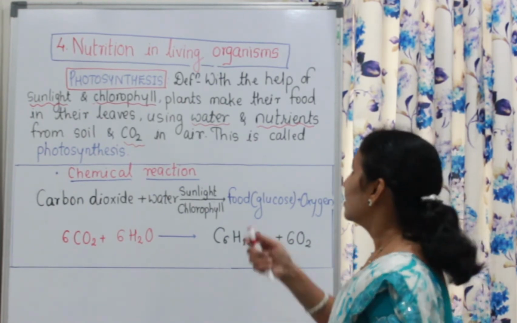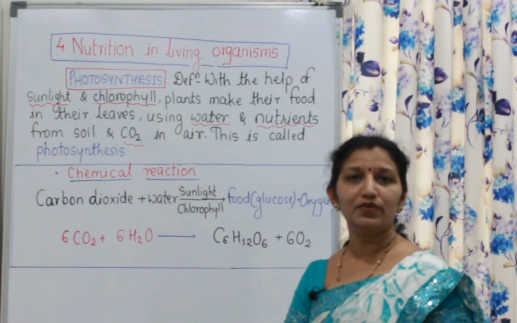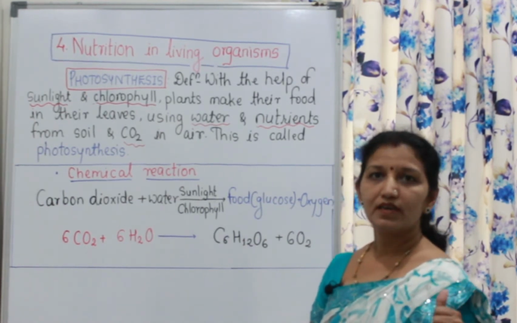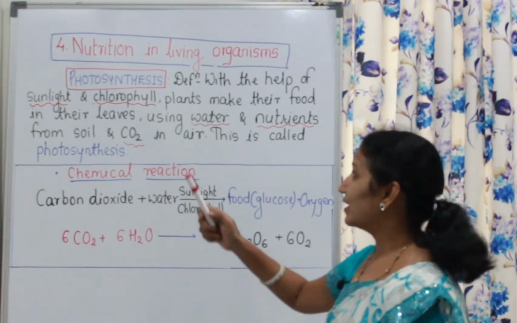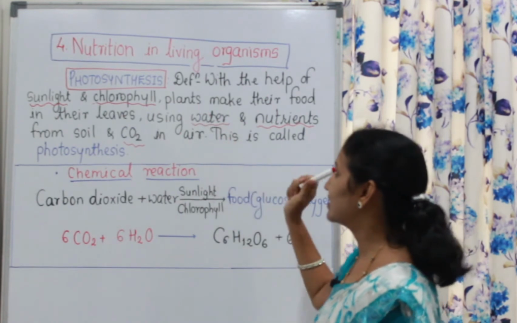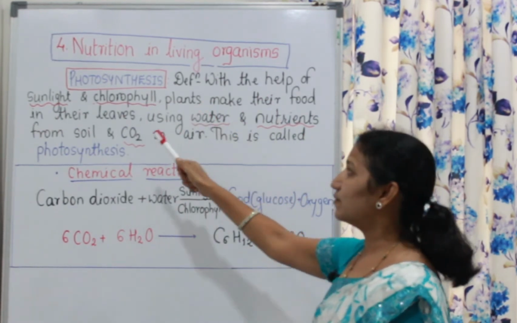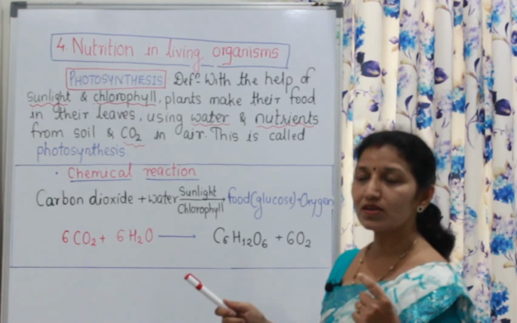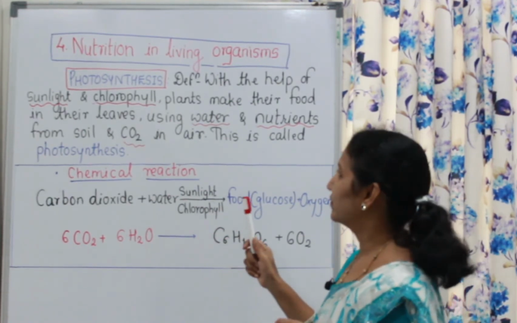Say, with the help of sunlight and chlorophyll: if there is sunlight, there is the process of photosynthesis, because sunlight is a very essential factor for this, as well as chlorophyll. They make their food in their leaves as well as green stems, their green stalks, because they contain chlorophyll.